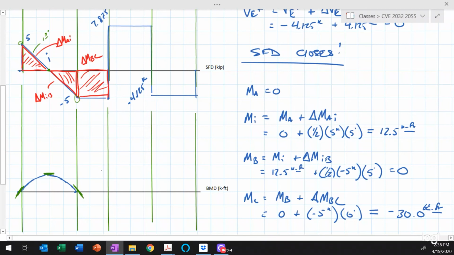So let's go ahead and sketch that in here. That's going to be down to that point. Okay, so sketch in here like that, and you can see this curve is actually continuous and it's smooth. There's no kink there because the slope just to the left of point B has to be equal to the slope just to the right of point B. So to go back in and fill in, this was 12.5 kip feet, and this is minus 30 kip feet right there. Okay.